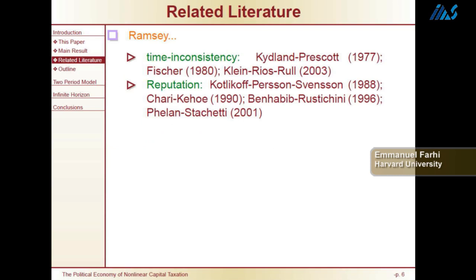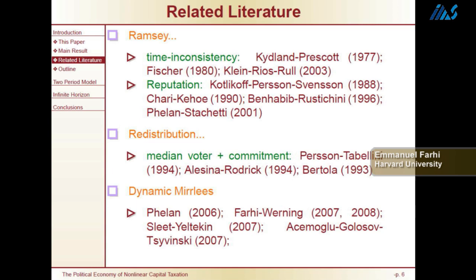All right. So this is to give you an idea of the literature. There's a Ramsey kind of literature that talks about time inconsistency, starting with Kydland and Prescott, and the important paper by Stan Fischer. And then people also tried to incorporate these ideas of reputation a bit later. And we have some examples here. In particular, there's a concept that we're going to be using that was developed in a paper in the JPE by Chari and Kehoe, which is the concept of sustainable plans.